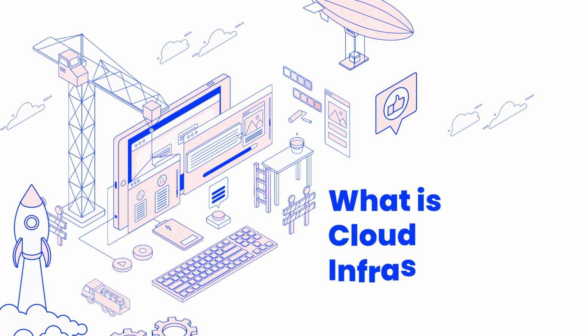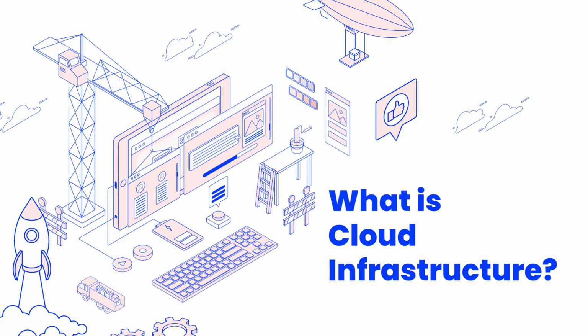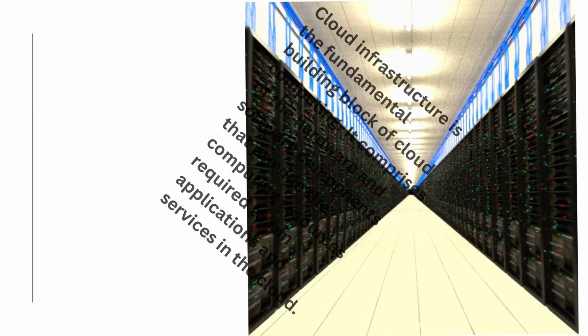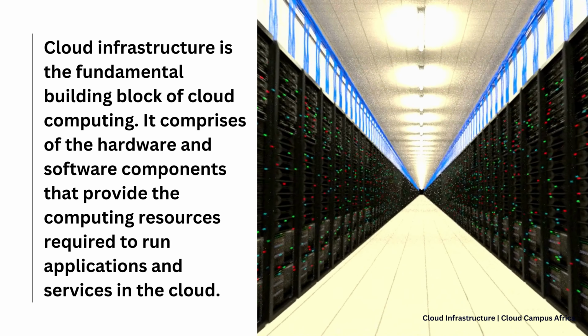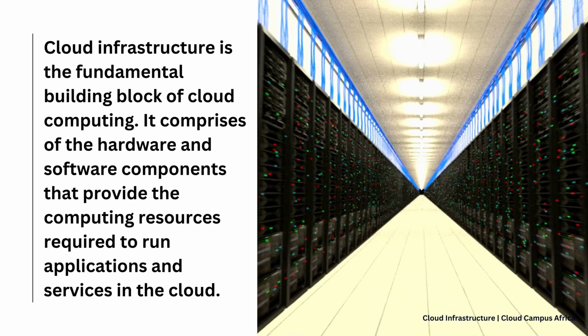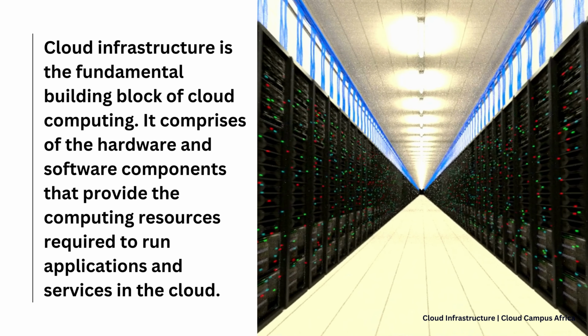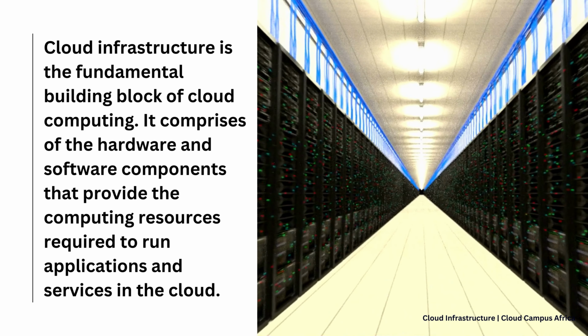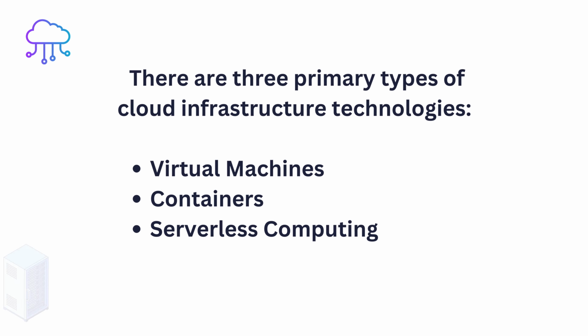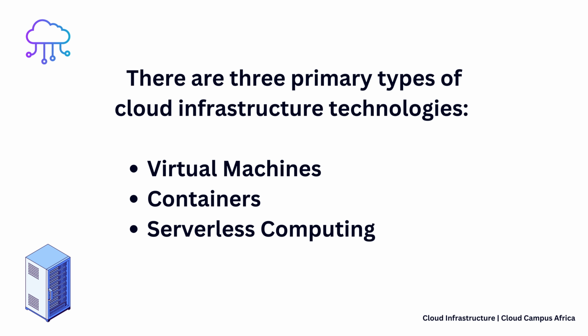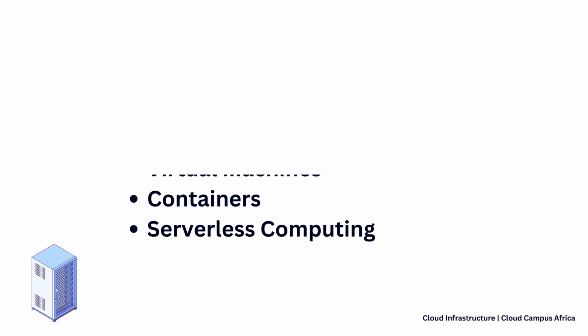Today, we're going to talk about cloud infrastructure. What is cloud infrastructure? Cloud infrastructure is the fundamental building block of cloud computing. It comprises the hardware and software components that provide the computing resources required to run applications and services in the cloud. There are three primary types of cloud infrastructure technologies: virtual machines, containers, and serverless computing.